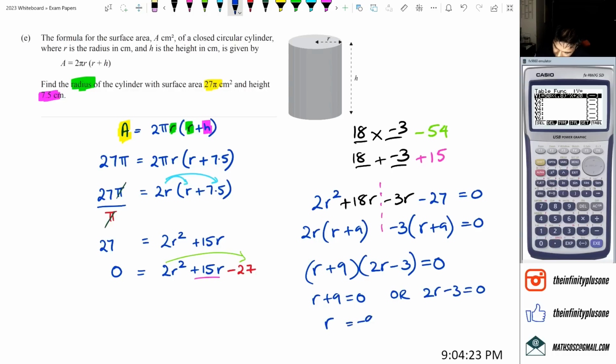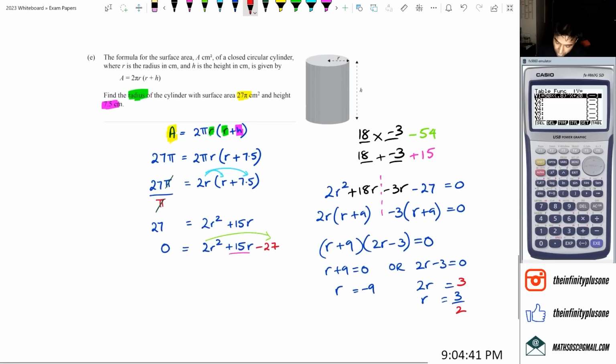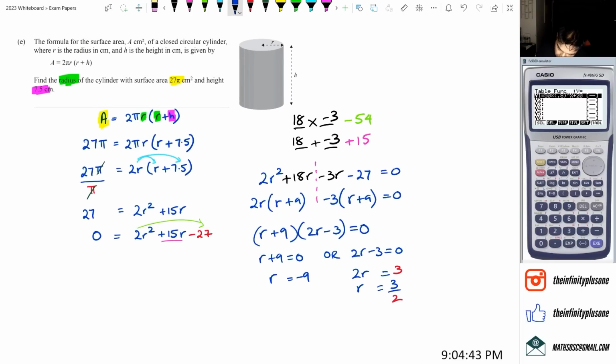So r is equal to minus 9, 2r equals positive 3, and then r is equal to 3 divided by 2. Now the thing is, we've got to go with the positive answer. We can't actually have r as a negative value, so we're just going to write a little statement that r can't be negative. Therefore r is equal to 3 over 2 or 1.5.